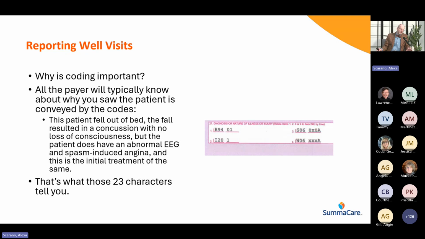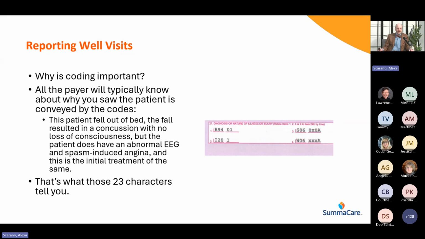Our discussion this morning is going to veer more towards the diagnosis code side. So let's look at an example there, and that's what you see on this slide. On the right, there are 23 characters, mostly numeric, some alpha characters. And again, take a moment and think about what those 23 characters convey.